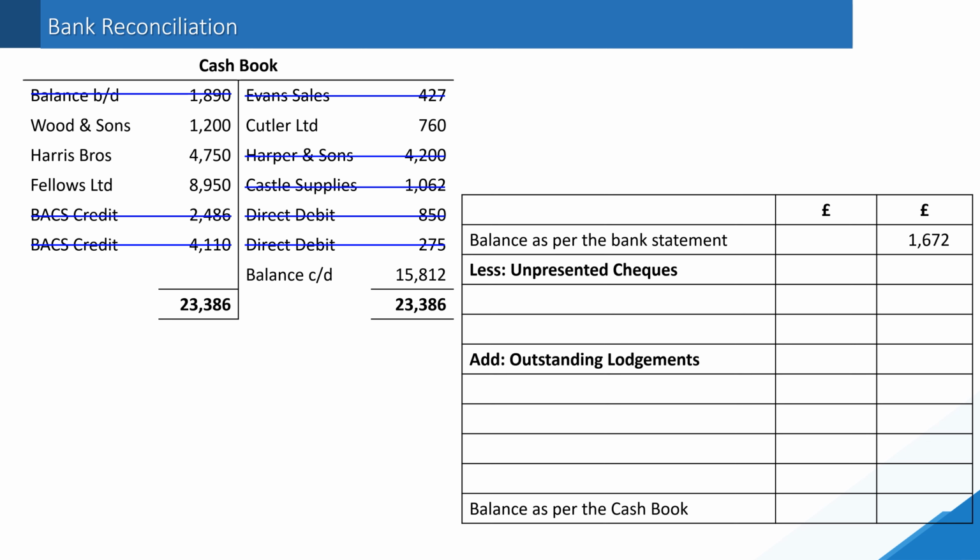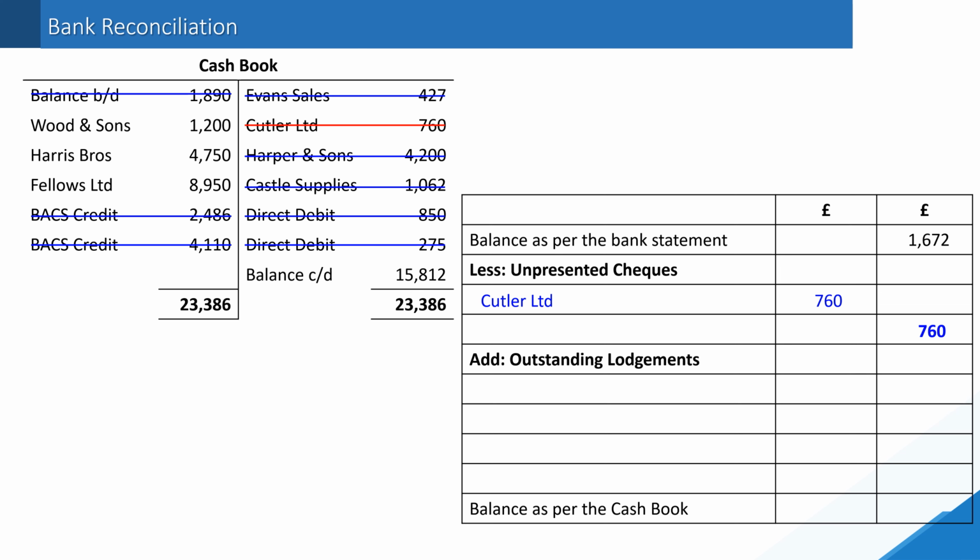I start the bank reconciliation as per the bank statement balance, the closing bank statement balance to be precise, and that's £1,672. I'm then going to take away from that any unpresented checks. Unpresented checks are payments that I've made as a business, I've recorded in my cash book but haven't yet cleared the bank. I only have one, that's on the credit side of the cash book for Cutler Limited for £760. I will do a little subtotal just for completeness, relatively straightforward in this example. However, you may have multiple transactions in your own business to deal with.